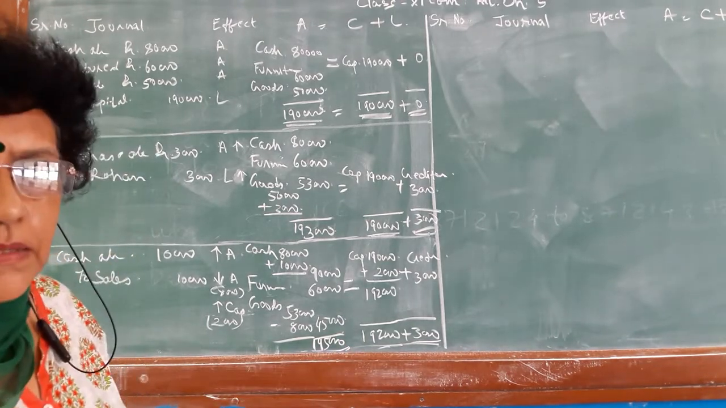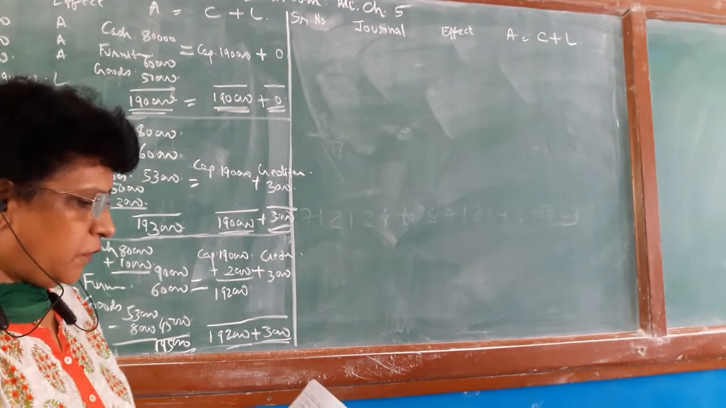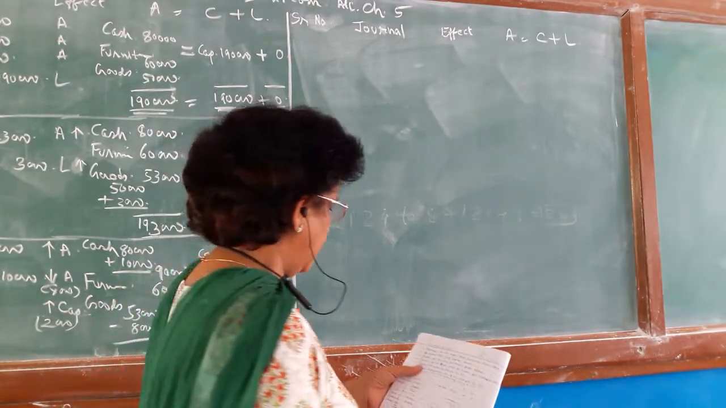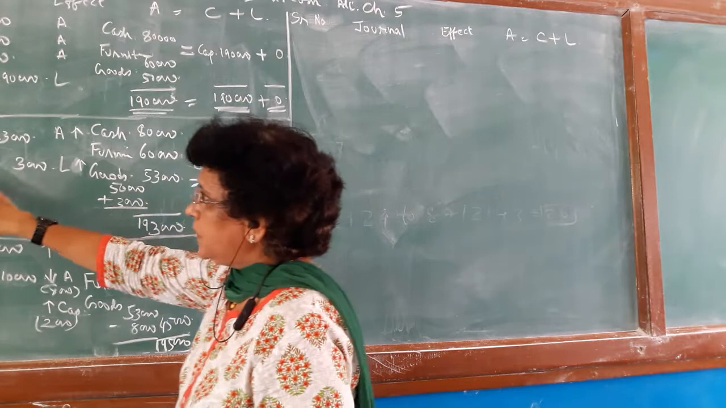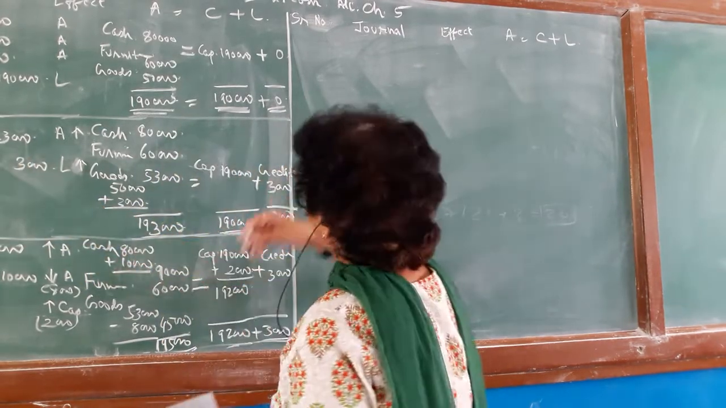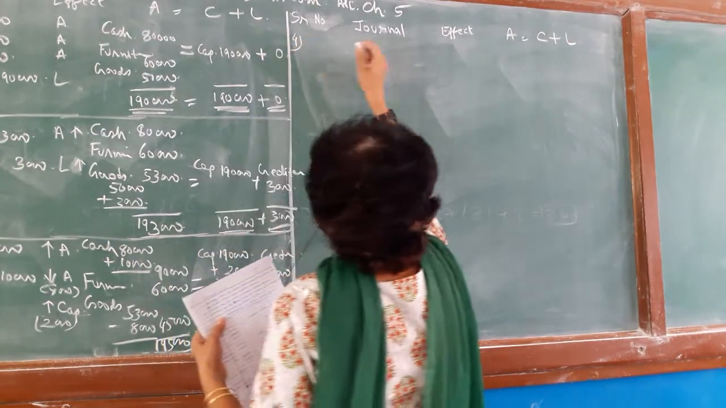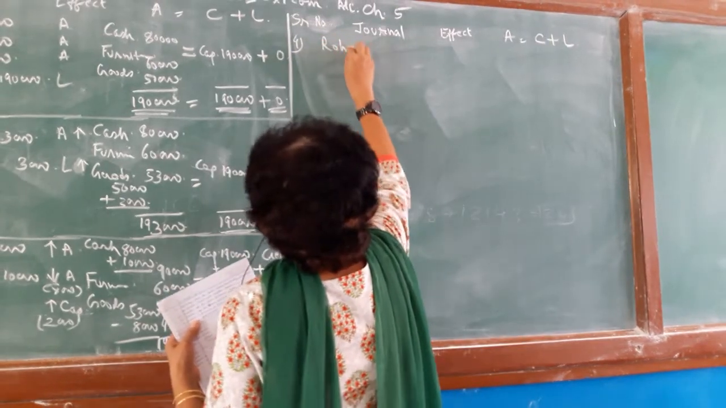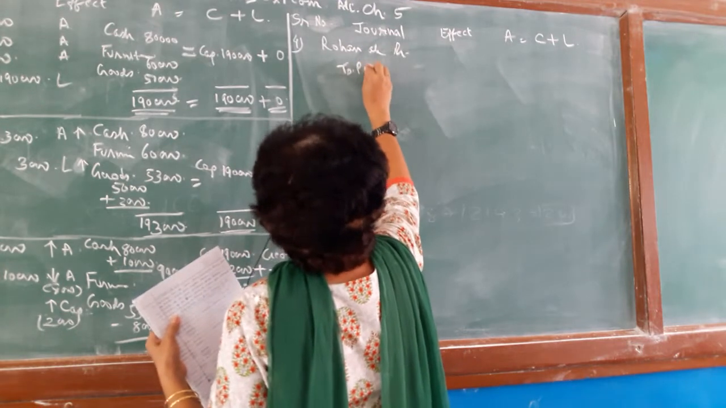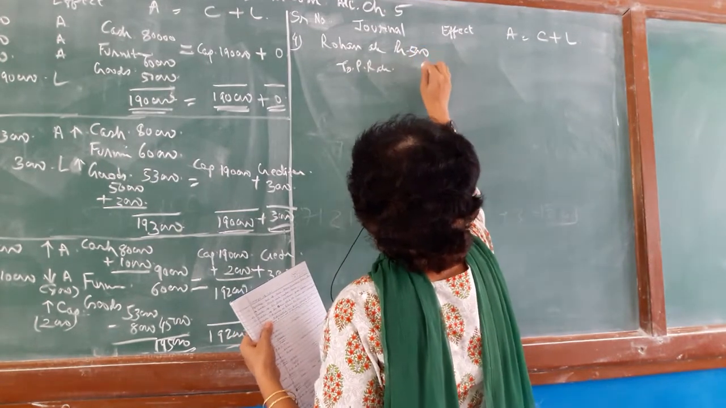Now the fourth transaction: goods returned to Rohan, 500 rupees. We are returning goods. What have you done with Rohan? We have purchased goods from Rohan, so that we are returning. So here Rohan is the receiver. Number 4: Rohan account debit to your purchase return account. That amount is rupees 500.